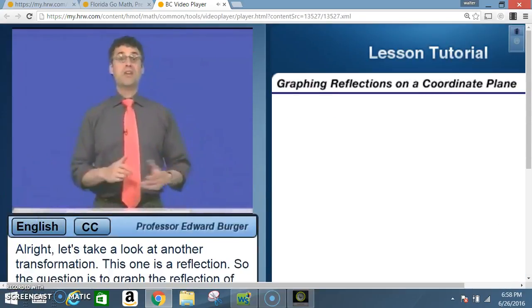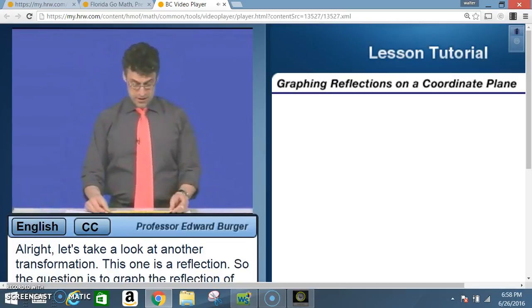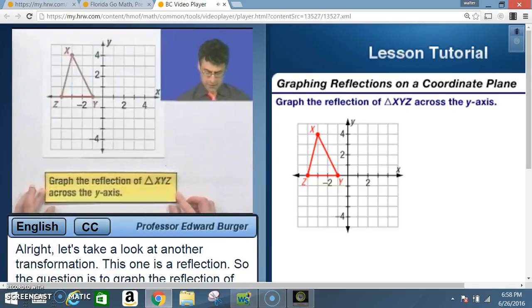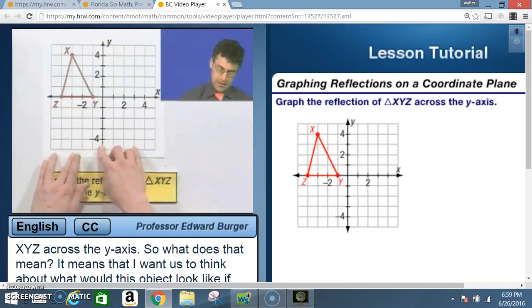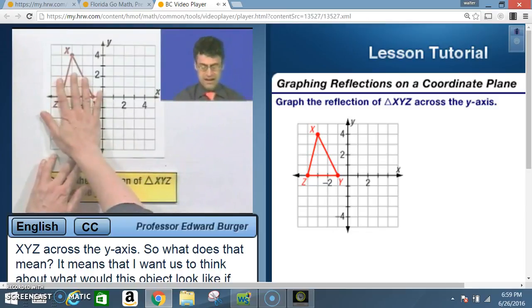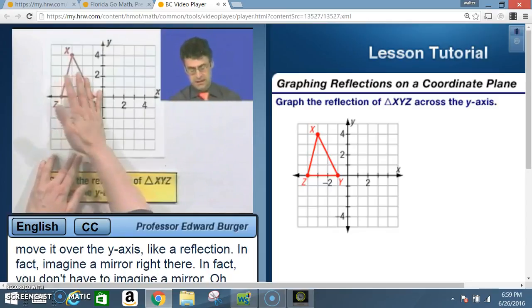All right, let's take a look at another transformation. This one is a reflection. So the question is to graph the reflection of the triangle XYZ across the y-axis. So what does that mean? It means that I want us to think about what this object looked like if you were to move it over the y-axis, like a reflection.